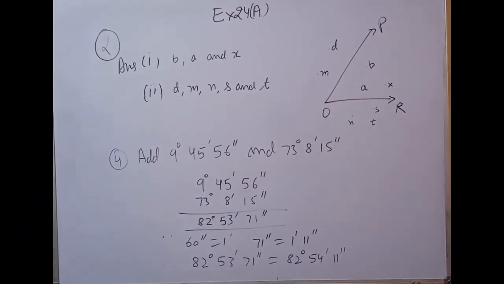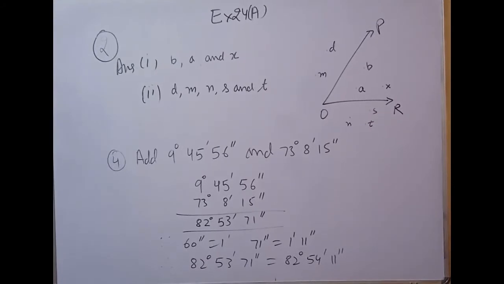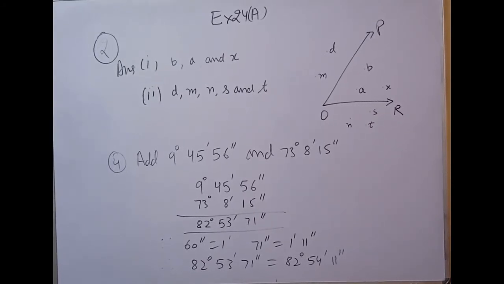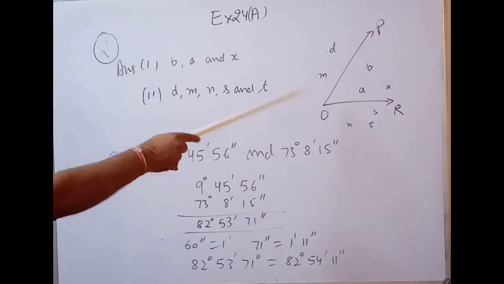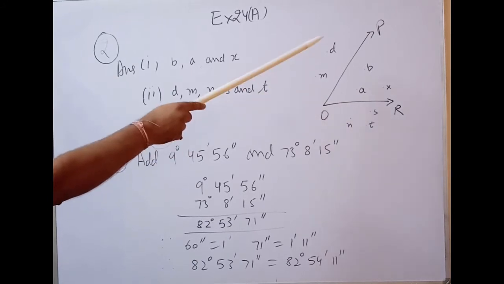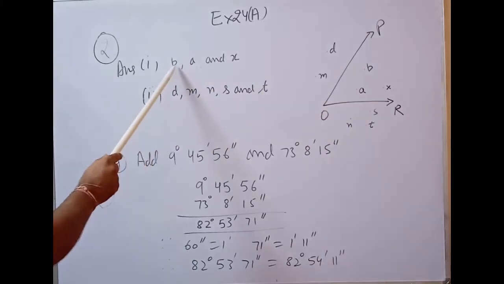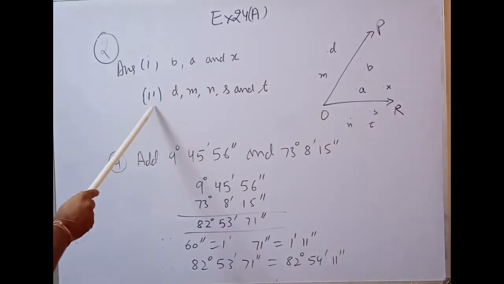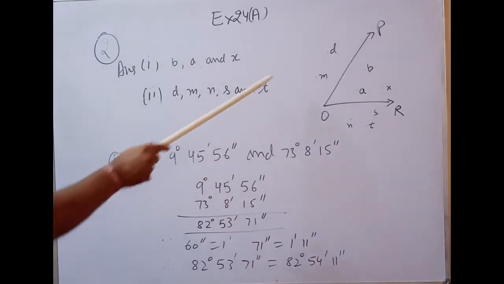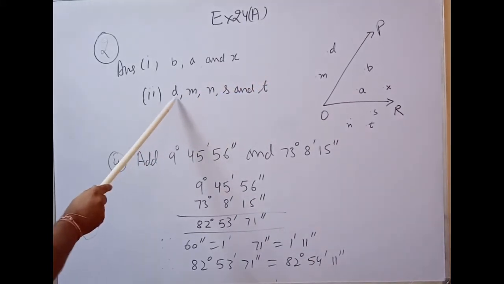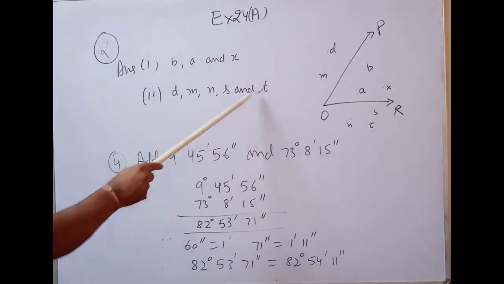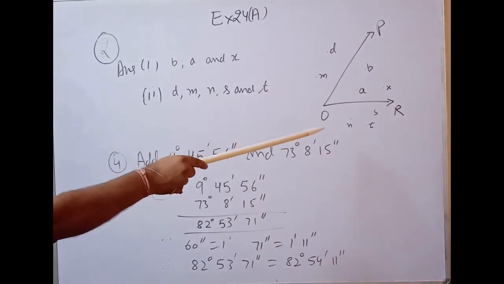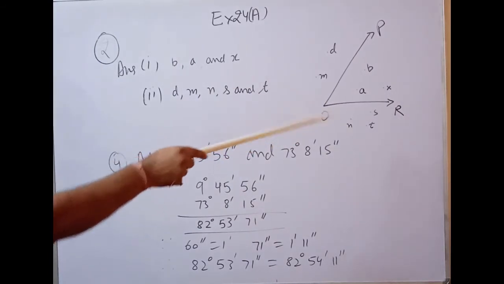Then I am taking question number 2, exercise 24A. Here we have to find out the points that are interior and that are exterior of the angle POR. So here the points P, A and X are interior of the angle, and the second part is exterior. Here the points D, M, N, S and T are the points that are exterior of the angle POR.